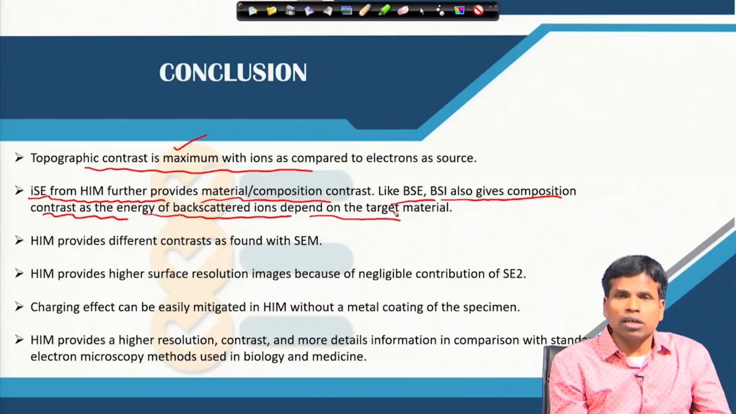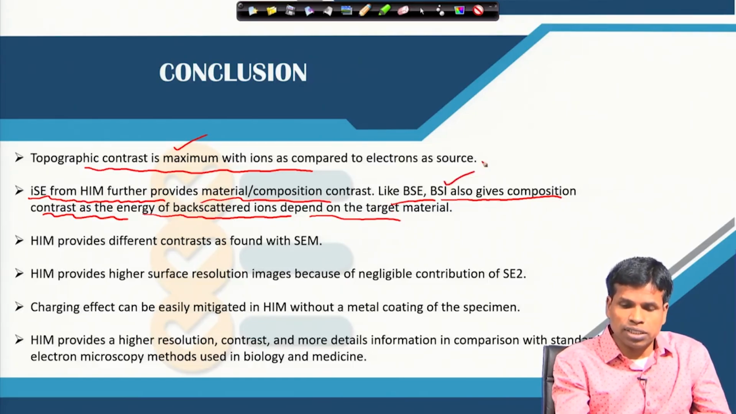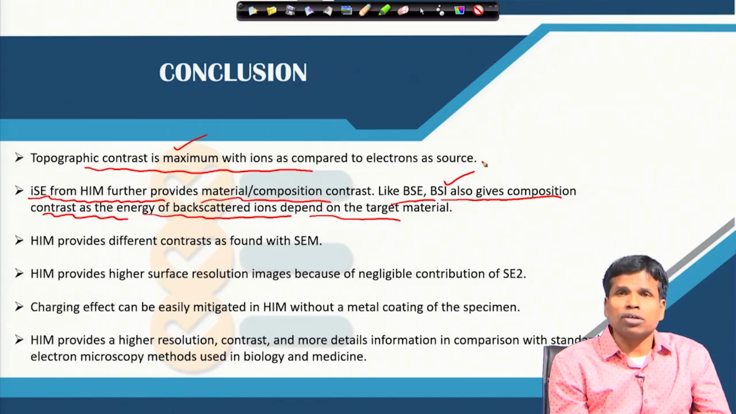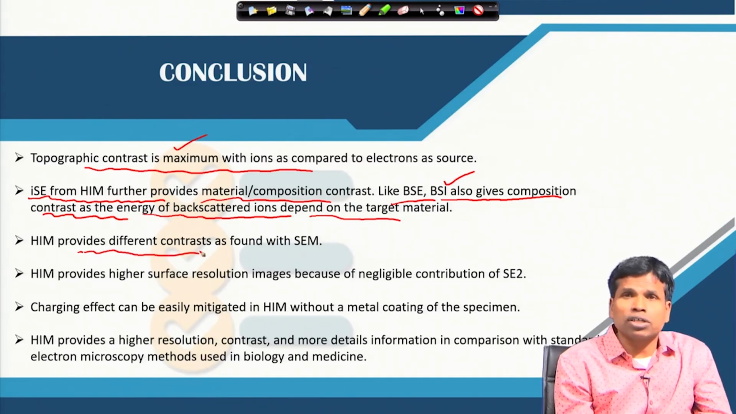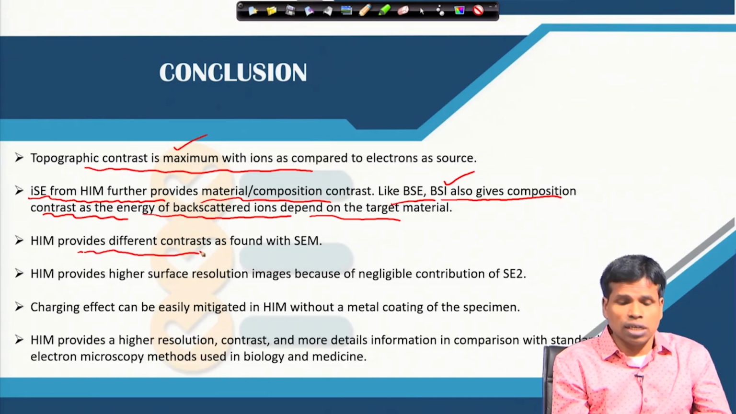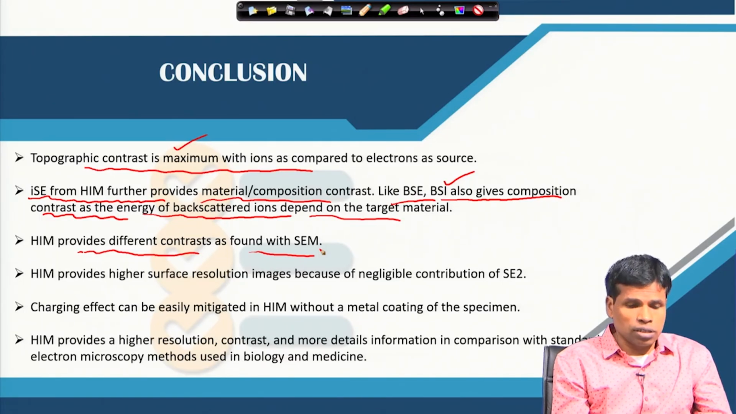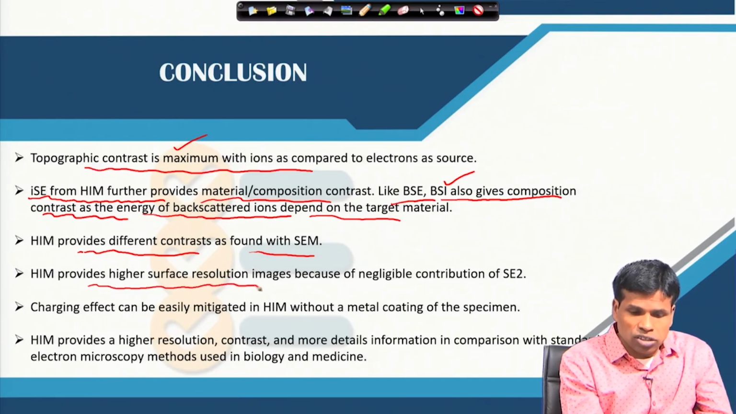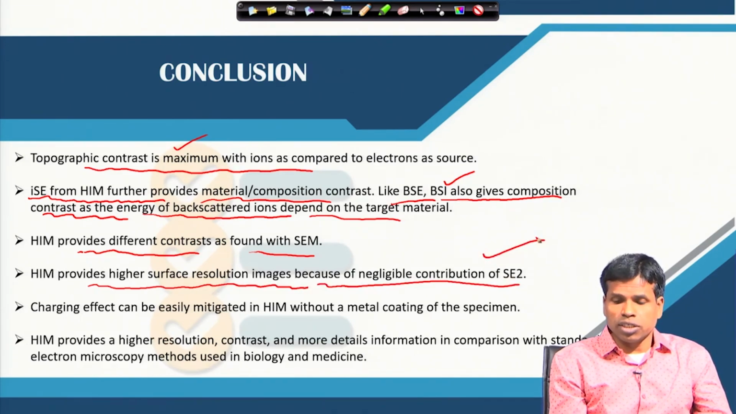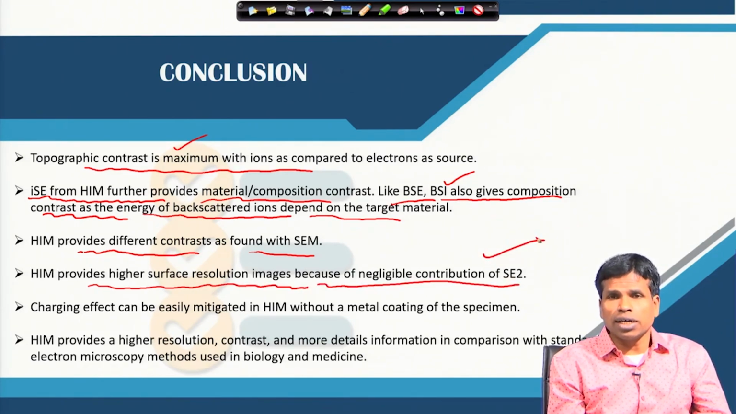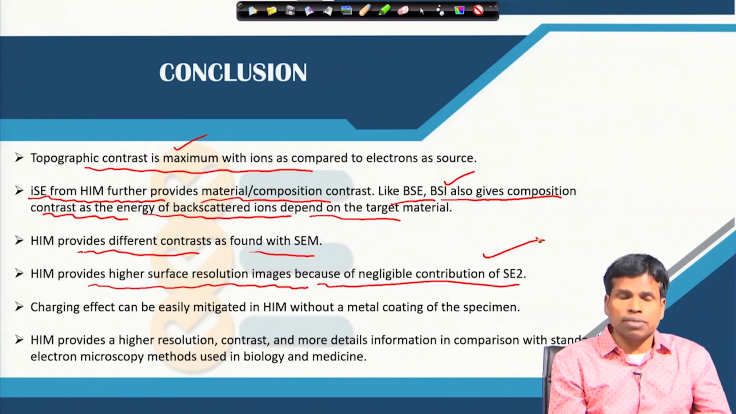So, as the target material atomic number changes, the yield and the energy of the backscattered electrons will also change. And the helium ion microscope also provides different contrast, such as voltage contrast and magnetic contrast, as found in the SEM. All types of contrast we find in the SEM can also be seen in the helium ion microscope. The helium ion microscope provides higher surface resolution because of the negligible contribution of SE2, which comes out a little away from the position where the incident beam strikes the specimen.